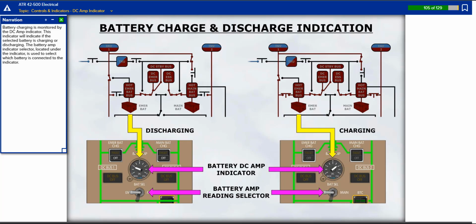Battery charging is monitored by the DC amp indicator. This indicator will indicate if the selected battery is charging or discharging. The battery amp indicator selector, located under the indicator, is used to select which battery is connected to the indicator.